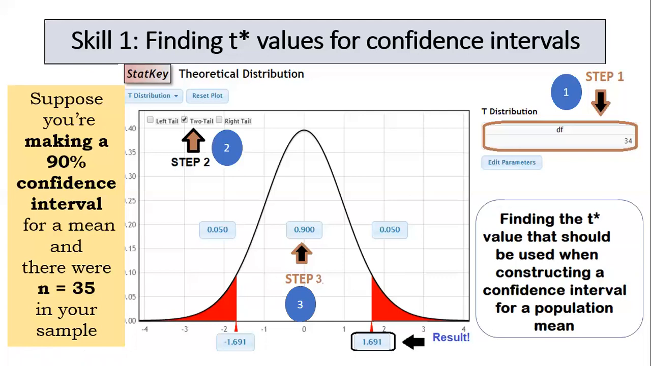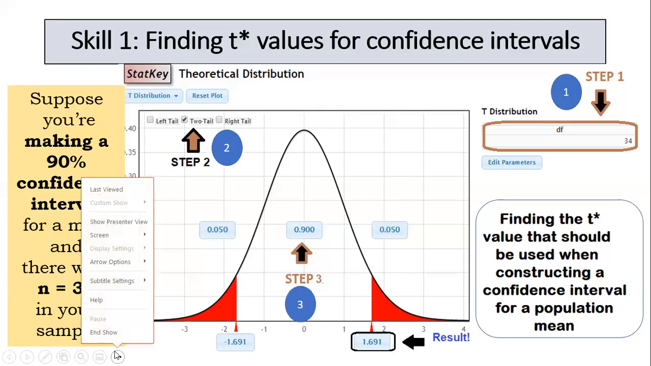If we want 90%, we'll edit that proportion to be 90%. If we're looking for 99%, we'll edit that proportion to be 99%. As soon as we do that, Statkey will redraw the distribution to put the requested proportion in the middle and the remainder of the area in the tails. And Statkey will then report to us our result.